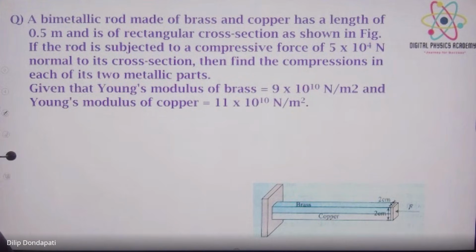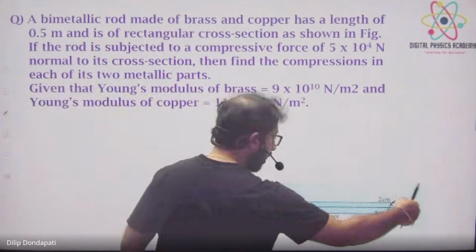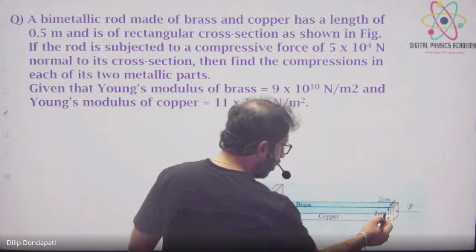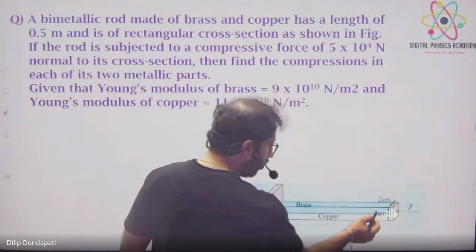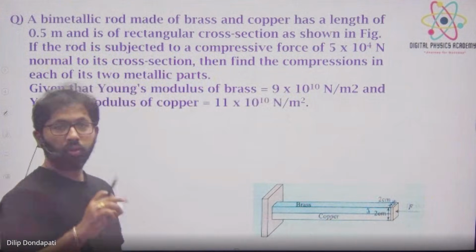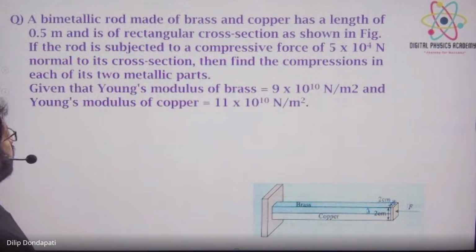Okay, a bimetallic rod is there, brass and copper. Copper has a length of 0.5 meters. Okay, length is 0.5 meters and rectangular cross section is shown in the figure. If the rod is subjected to compressive force, this is a rectangle, so this is 1, this is 2, into 1, right? Because total 2, right? So this is 2. So width is 2, depth is 1. Okay, then the compression of each metallic part is how much?